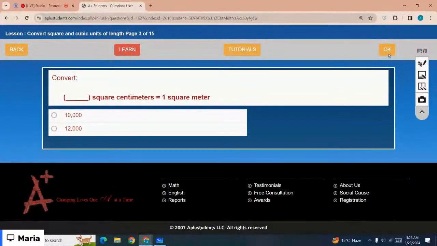One square meter equals how many square centimeters? The correct option is 1 square meter equals 10,000 square centimeters. The correct option is 10,000.